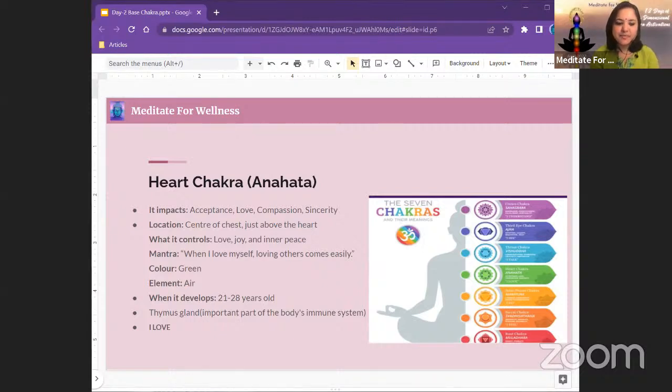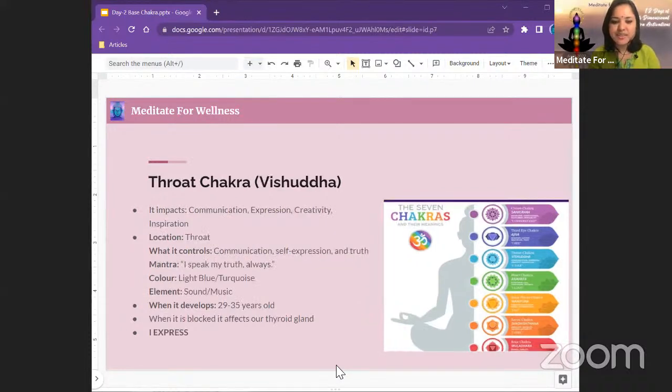Okay. And it develops during 21 to 28 years of growth. When we are at that age, we create blocks or we bring balance in this area. And what it impacts is our thymus gland. It's a very important part of the body where we develop our immune system. And the real mantra is I love everything around me. I love to see things around me. I love to hear people. I love to meet people. I love to do things on my own, or anything that comes from your heart. Okay, so we'll go to the next.